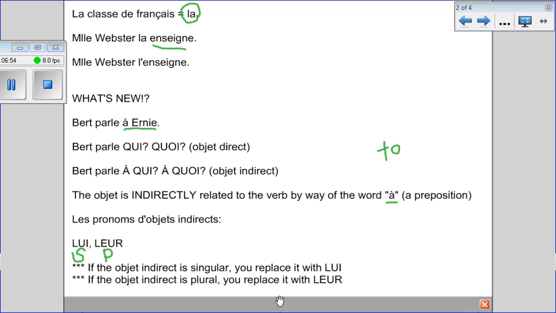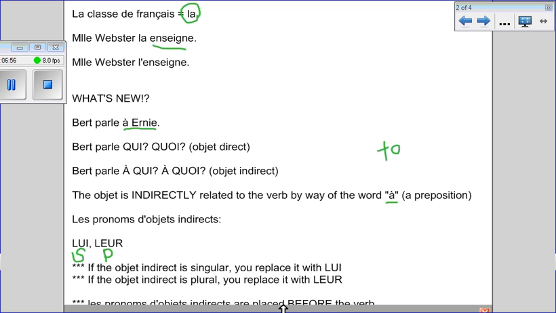Is there anything else? Oh, there is. Les pronoms d'objet indirect are placed before the verb. Alright, so they go before the verb.